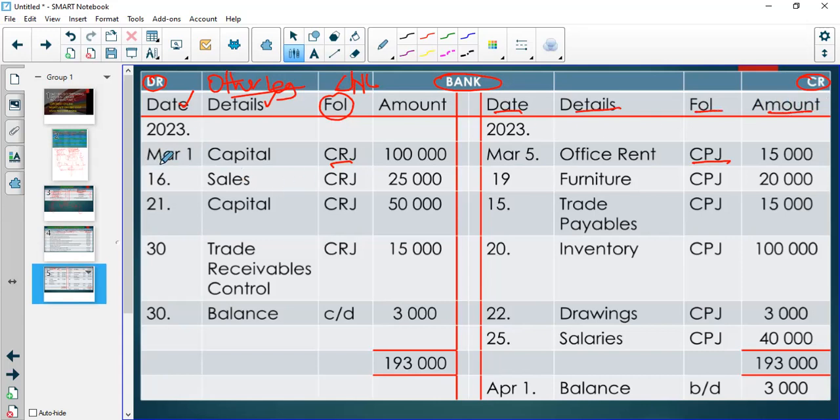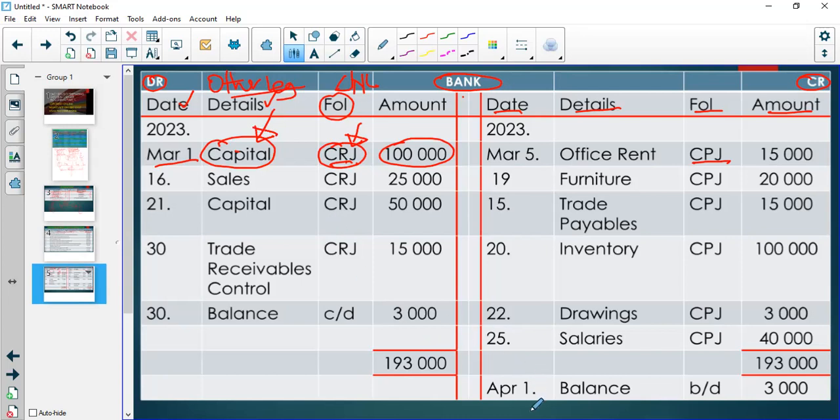So remember that on the 1st of March, the owner contributed 100,000. So our bank is an asset. So on the debit side, all right, this is the debit side, we record that 100,000, and it's recorded using the cash receipts journal because the business received cash. It's not just anything, it's a cash received journal. And this cash is coming from capital contribution, right? So this is the other leg of the double entry.